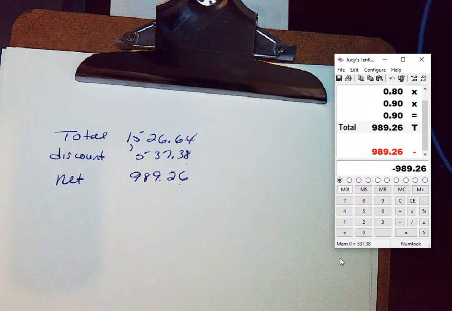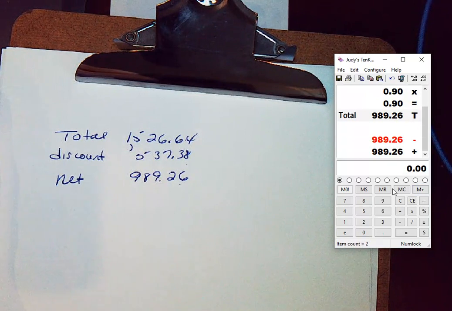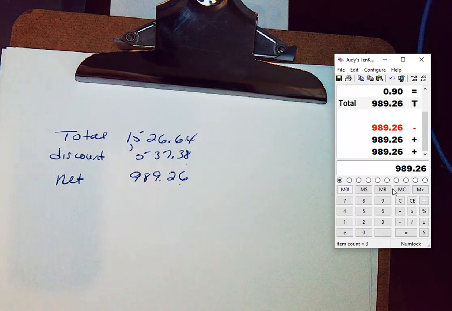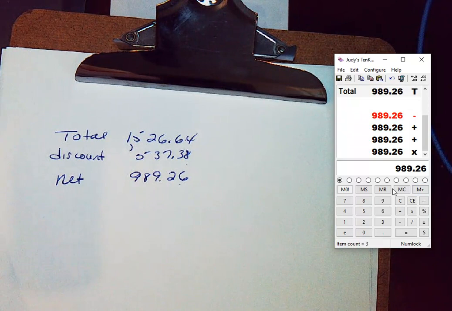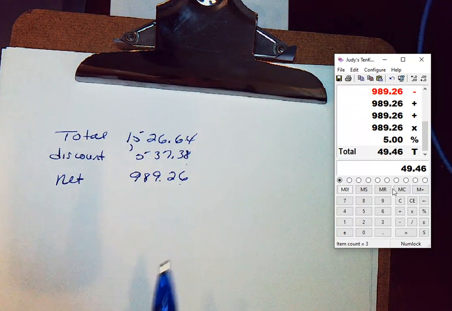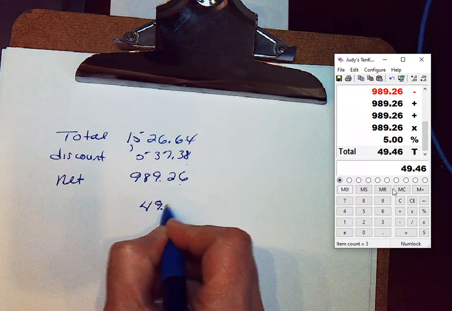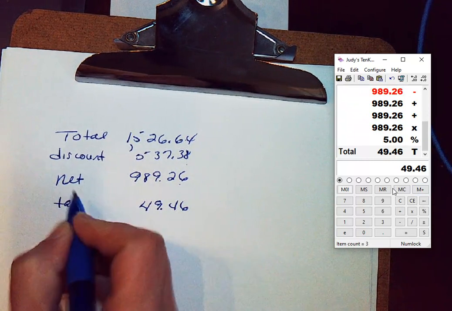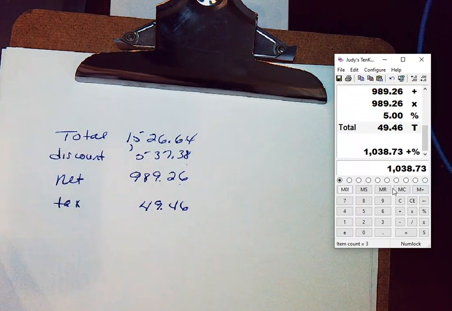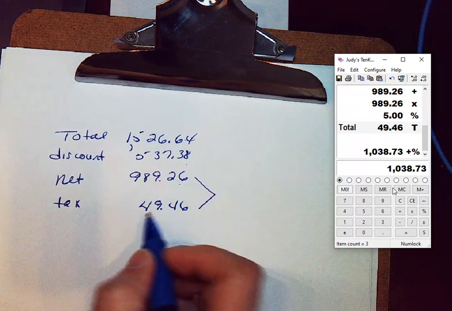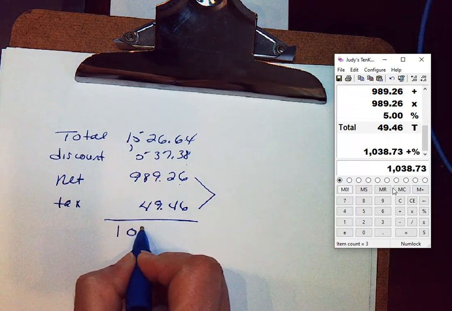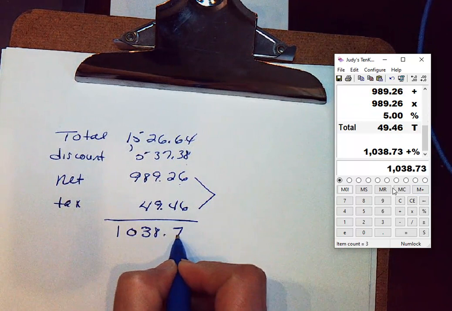So now I need to bring up, I need to use the 989. If I hit my plus key twice, it brings that number back up. Now we have the single tax rate, so multiply that times 5p. So the sales tax is $49.46. And if I hit plus, it adds these two together. So my amount due, $1,038.73.